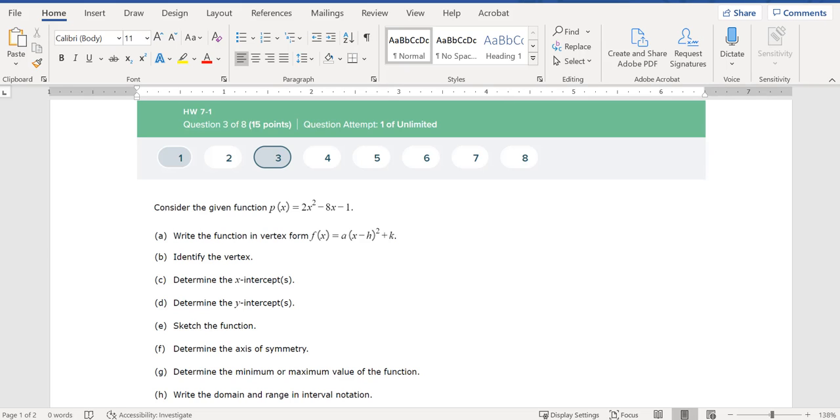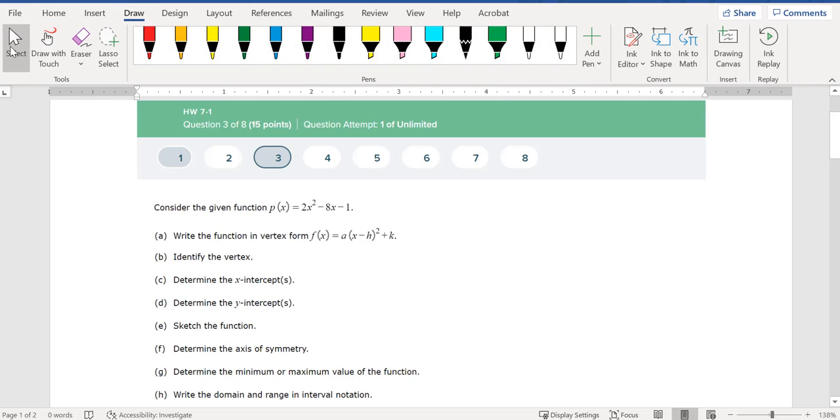Hello and welcome back. I was asked to look at College Algebra Homework Section 7-1, number 3. It says to consider the given function, which is a parabola, and it wants you to write the function in vertex form. Here's my quadratic function, and I know by looking that a is going to be 2. But I need to go after the vertex.